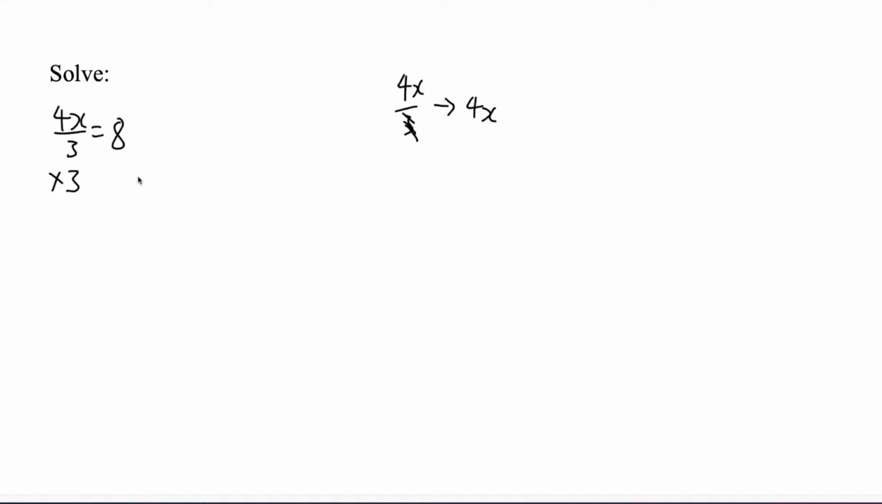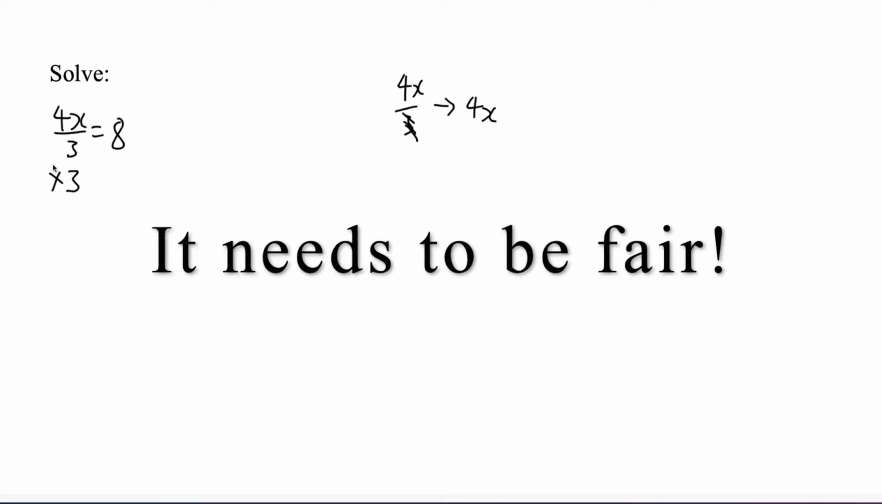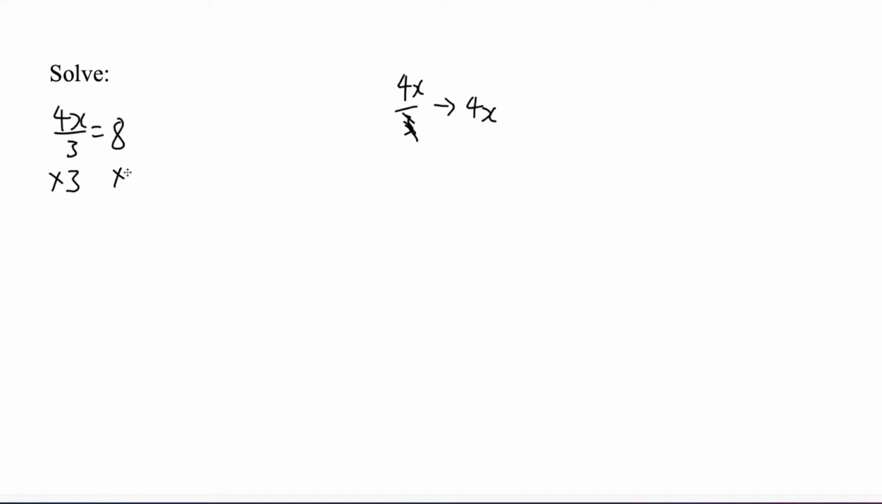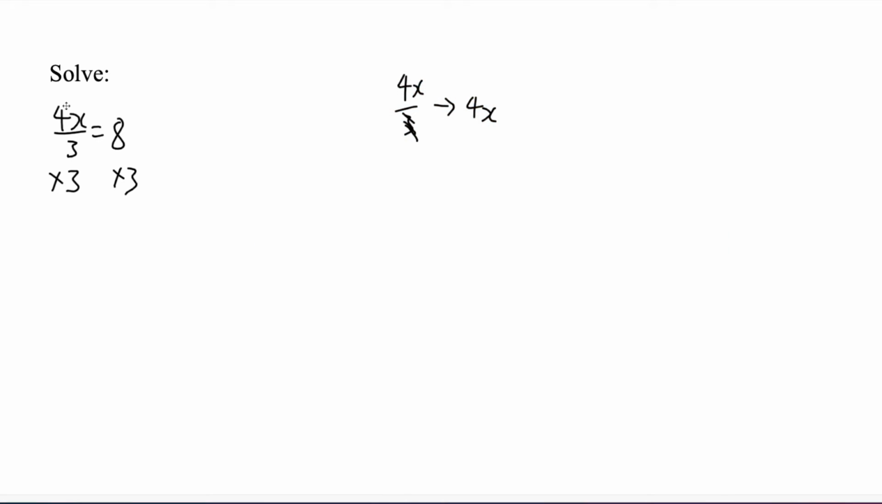Now, we want to be fair, right? If we want it to be fair, we have to multiply the left-hand side and the right-hand side by 3. Otherwise, it won't be fair. So when we multiply the left-hand side by 3, we get 4x. Remember, we multiply by the denominator to get rid of the denominator, so it's not there anymore. Now we just have 4x. And the right-hand side, we also have to multiply by 3. So we get 24. Good.